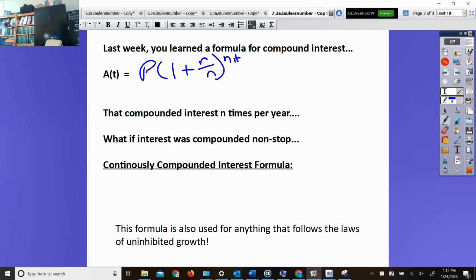There's another formula that they say is used in money. It's not in the real world. It's the continuously compounded interest formula. It compounds interest an infinite number of times over the course of a year. Kind of hard to understand.